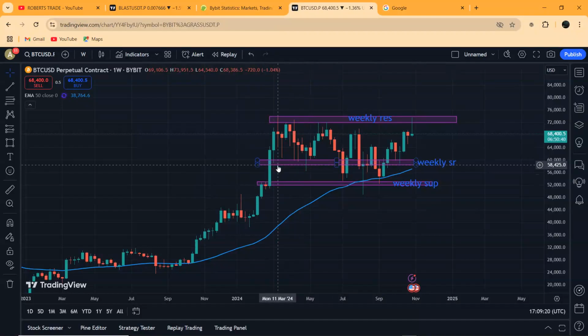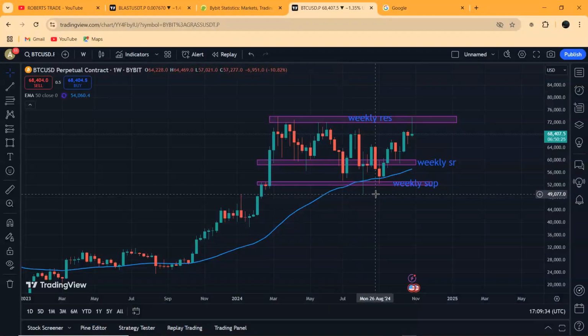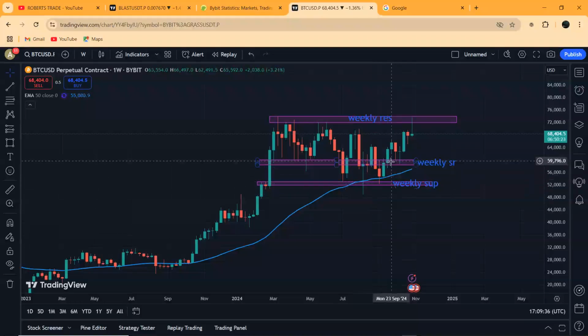Take a look at this one. This one dropped to 59,000, went back up. Touched 55,000, still below that, went back up. Take a look at this one. This one has to come down, touch this level. So this one is around 48,000. That's $30,000 rather. So touching this, it means that this level is very, very important.